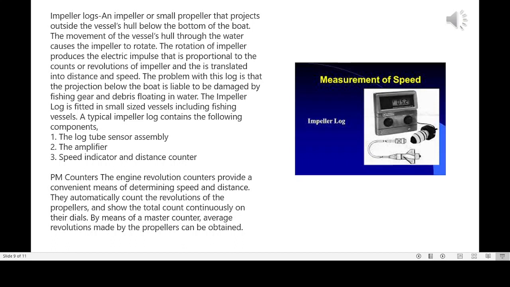A typical impeller log contains the following components. 1. The log tube sensor assembly. 2. The amplifier. 3. Speed indicator and distance counter. RPM counters. The engine revolution counters provide a convenient means of determining speed and distance. They automatically count the revolutions of the propellers, and show the total count continuously on their dials. By means of a master counter, average revolutions made by the propellers can be obtained.